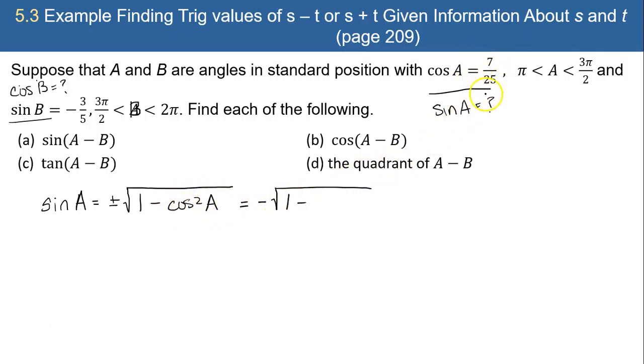So I know this is going to be negative square root of 1 minus cosine squared A. Well, you have cosine A is this right here. So plug it in, 7 over 25, and square it. And now we're going to reduce that. And when we reduce that, we get the square root of that number over this one. And that again reduces to negative 24 over 25.